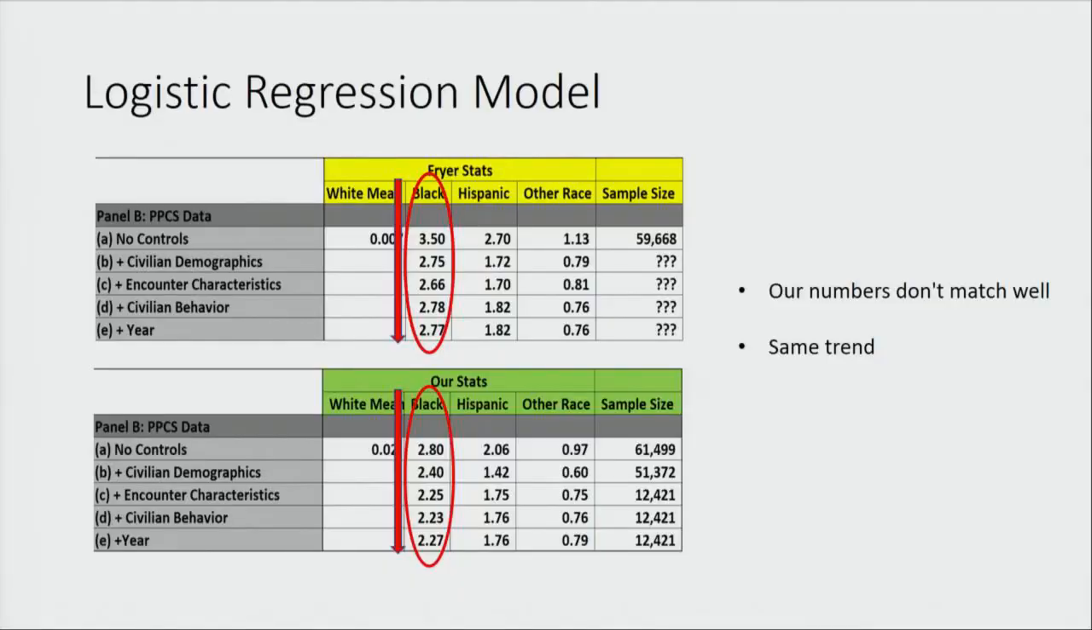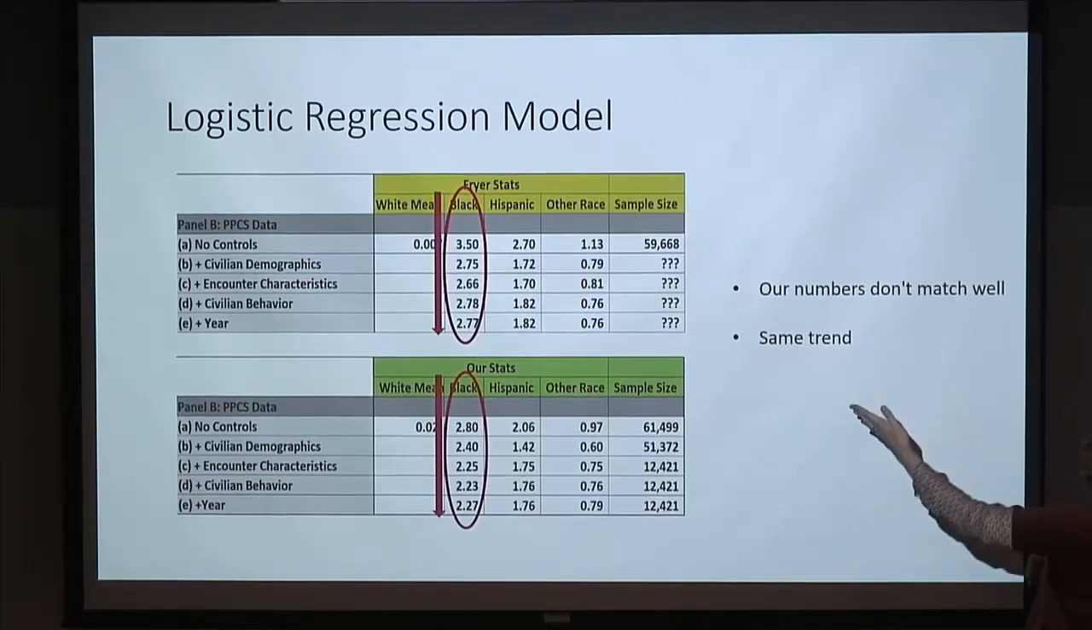And that reduced our number of observations from about 400,000 to about 60,000. So let's take a look at the results of our model. Here we have a comparison of Friar's results and our results. We first started off with no controls, and then we added civilian demographics and encounter characteristics, as explained before.